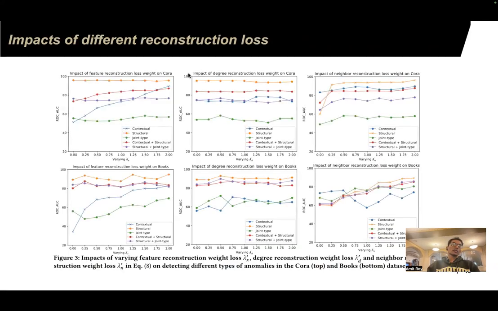Next, we present the impact of different types of reconstruction loss on the Cora and Books datasets using these plots. We can see that this blue curve, which represents the contextual anomaly detection, improves when the impact of feature reconstruction is increased. Also the orange curve here, which represents the structural anomaly detection, increases when we increase the impact of neighborhood reconstruction. But the impact of degree reconstruction is more or less neutral in both datasets for different types of anomaly detection.